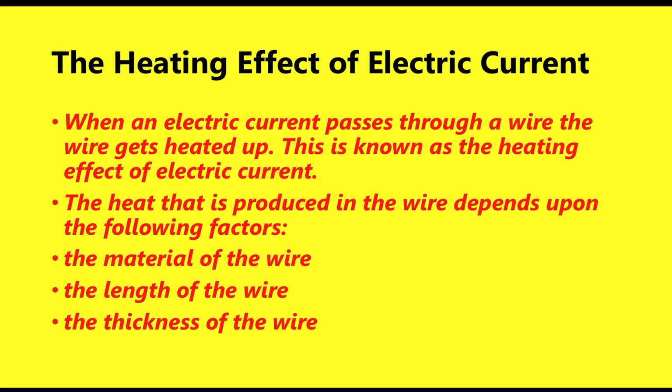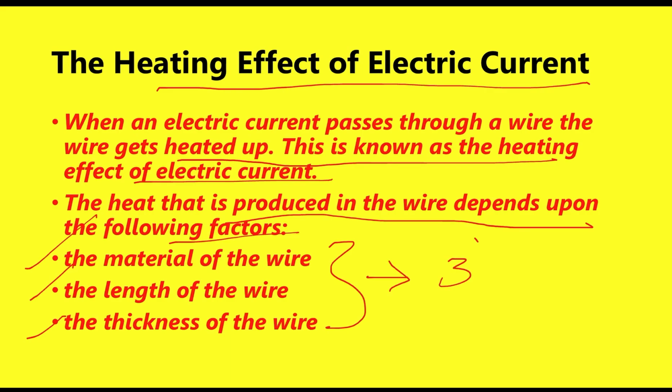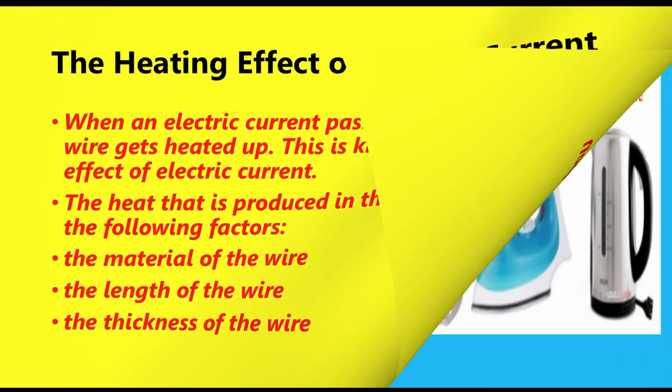The heating effect of electric current. How the electric current is used for heating purposes. When electric current passes through a wire, the wire gets heated up. This is known as the heating effect of electric current, and the heat that is produced in the wire depends upon the following factors: the material of the wire, the length of the wire, and the thickness. So these are the 3 points which you have to remember for the heating effect of electric current.